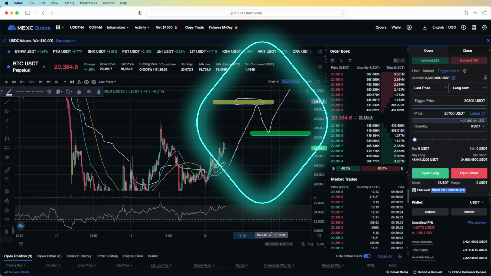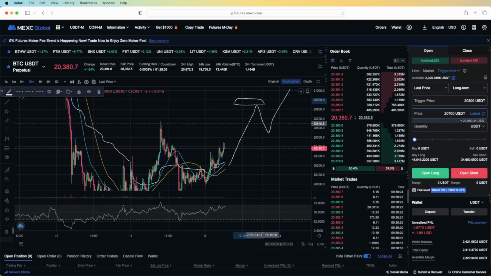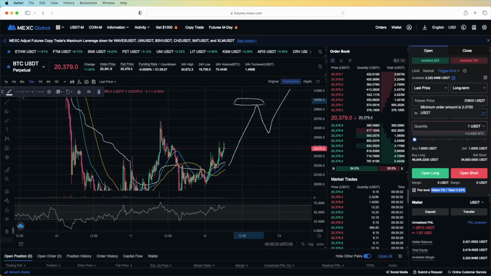20,800 as a trigger price must be reached first. Then when it pulls back to this area, we're gonna open the position. Our price has been triggered, and our order is gonna open at 20,700, and you can put in, for example, how much USDT you wanna buy, for example $1,000 with the leverage of 20, and it's gonna open the long position here.